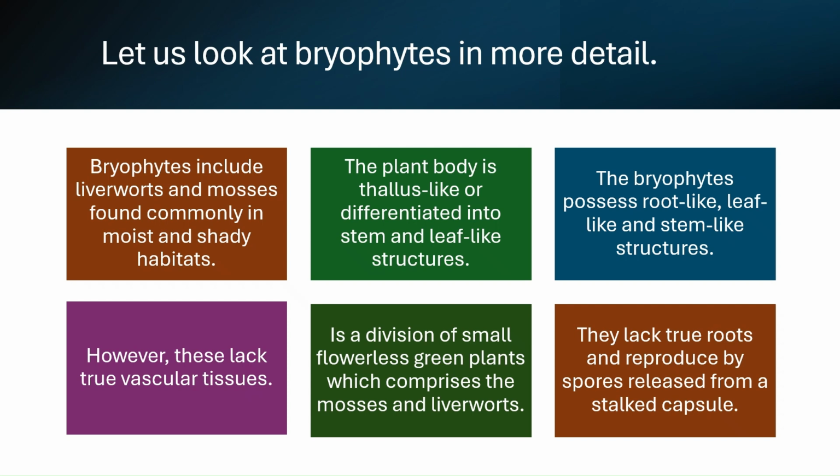The plant body is thallus-like or differentiated into stem and leaf-like structures. The bryophytes possess root-like, leaf-like, and stem-like structures. However, these lack true vascular tissues. A division of small flowerless green plants which comprises the mosses and liverworts. They lack true roots and reproduce by spores released from a stalked capsule.